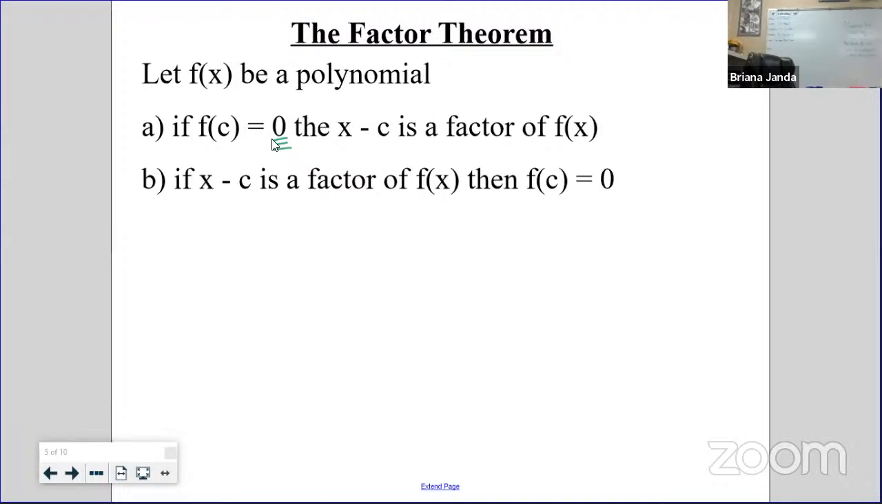And again, this one we will use both directions here. Sometimes we will plug it in to see if we get a 0 to know what to try out. Sometimes we will divide and look for a remainder of 0 to know it's a factor. But the key is remainder of 0 is a factor, and a factor has a remainder of 0.